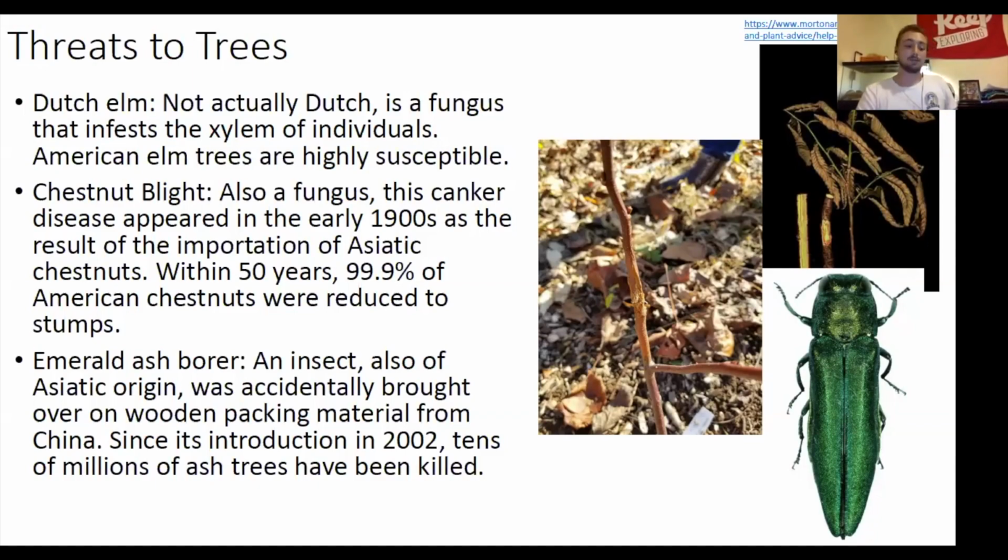So the xylem is one of the types of veins and arteries of a tree. It brings water and nutrients from the roots up to the leaves. American elm trees are highly susceptible. The ones in urban areas were mostly killed. Hundreds of thousands of them were killed since the 1930s when it was introduced.